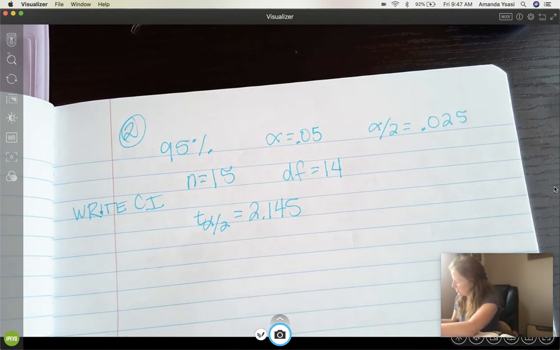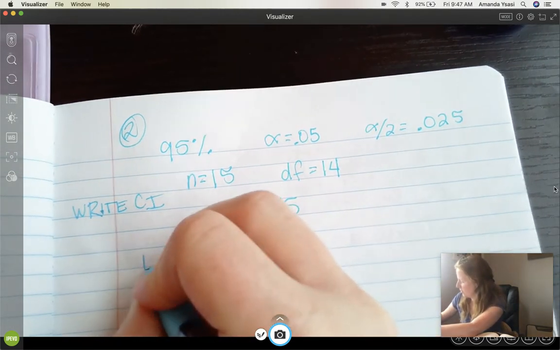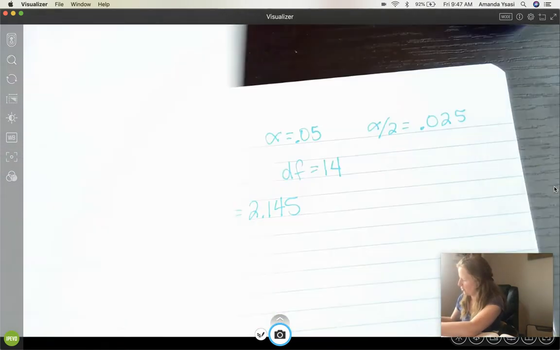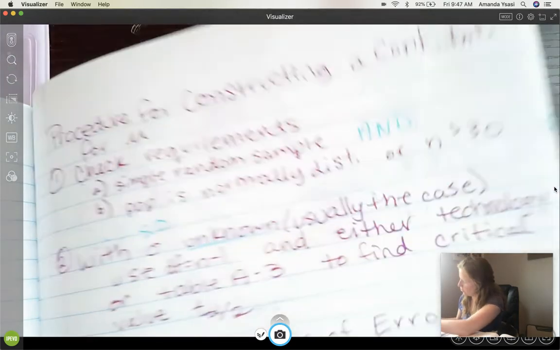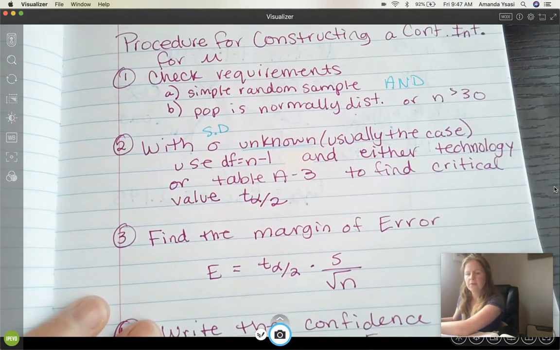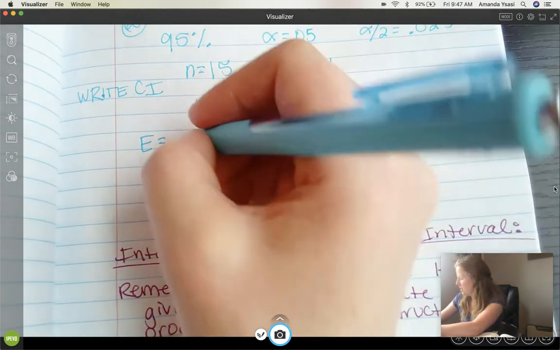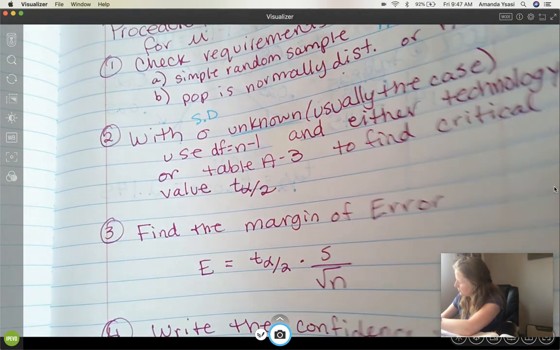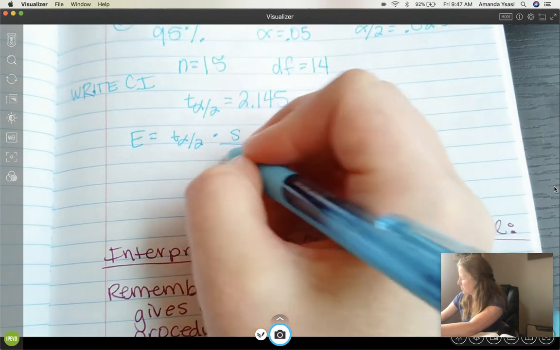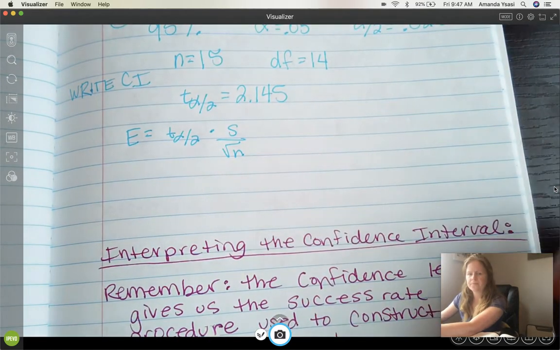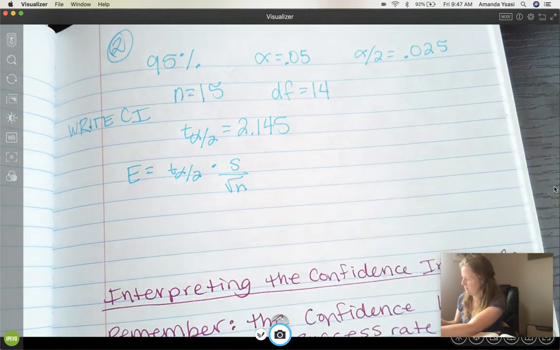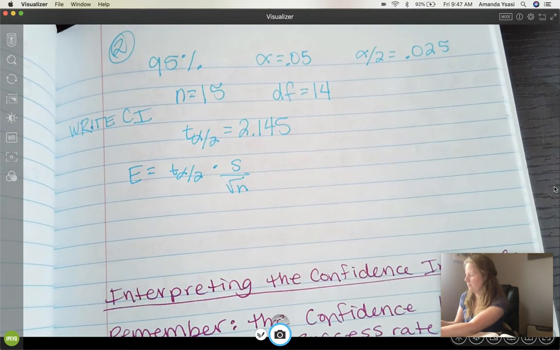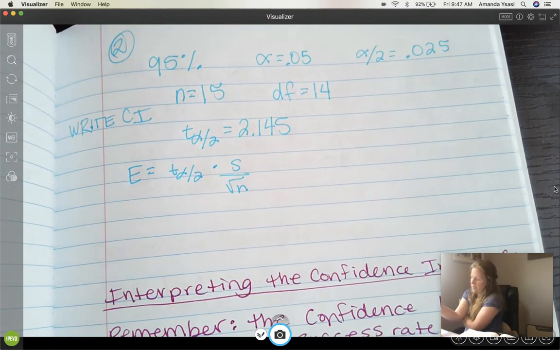All right. So then we want to actually do our confidence interval. So we need to do our margin of error. So that is our margin of error. I'm going to write that down. T alpha over 2 times s over square root n. Okay, so we have that done.